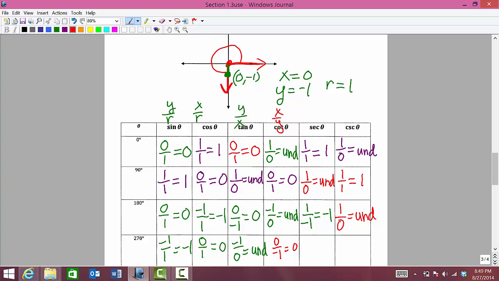Secant is the reciprocal of cosine, so that would be r divided by x. It's 1 divided by 0, undefined. And then lastly, cosecant, the reciprocal of sine, that would be r divided by y. R is 1, y is negative 1, so we get negative 1 as our cosecant value of 270 degrees.